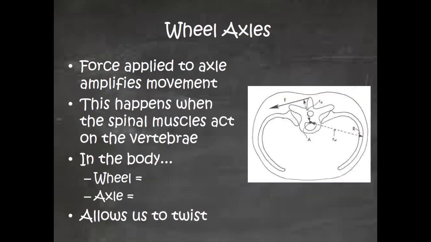Another example of a wheel axle in the body is the rib cage. In this case, force is applied to the axle to amplify movement. This happens when the spinal muscles act on the vertebrae. What would you classify as the wheel and axle for this case? The wheel is the rib cage, and the axle is the vertebrae. This wheel-axle action allows us to twist.